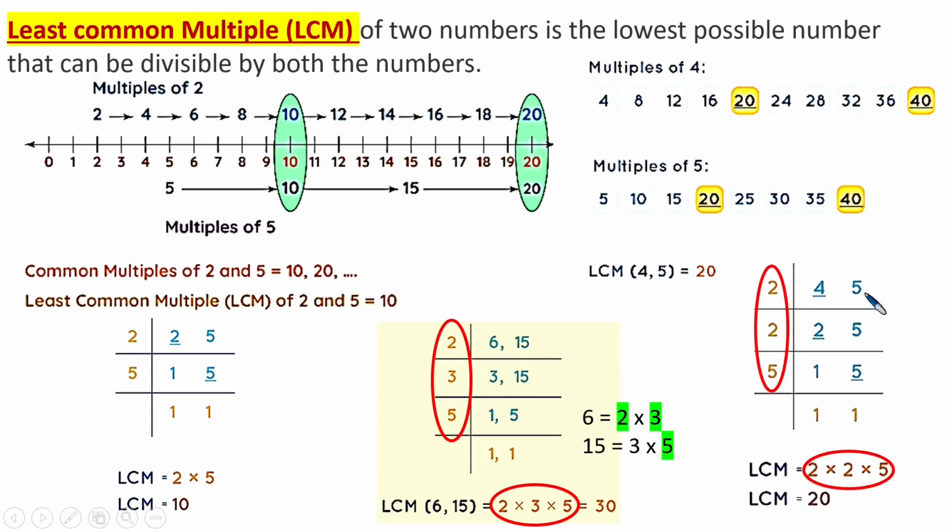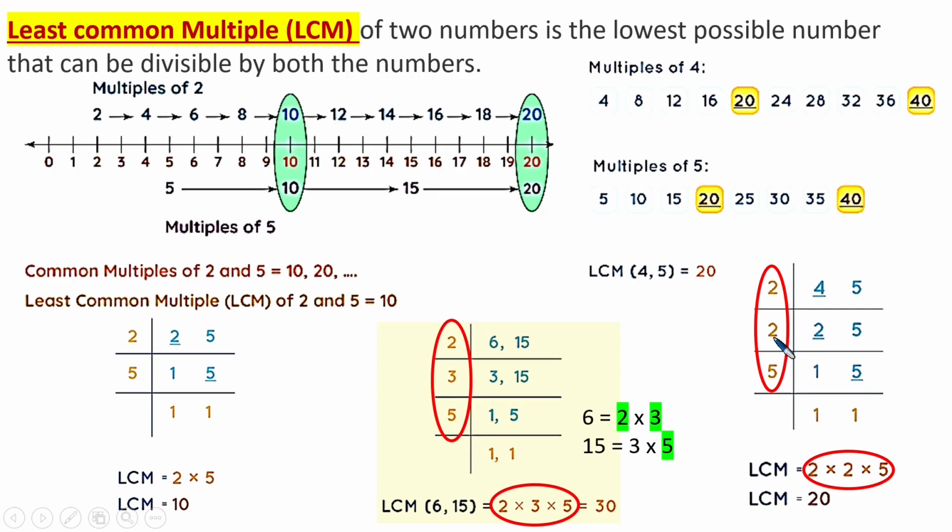Another example, 4 comma 5. Here you start with 2, it divides. If suppose some other number is there, say 7, then of course you start with 5, then 7; 5 and 7 will be 35. But in this case it is 4 comma 5. You start with 2, then 2 goes into 4 twice, 2 into 2 is 4. So 5 you bring it down.